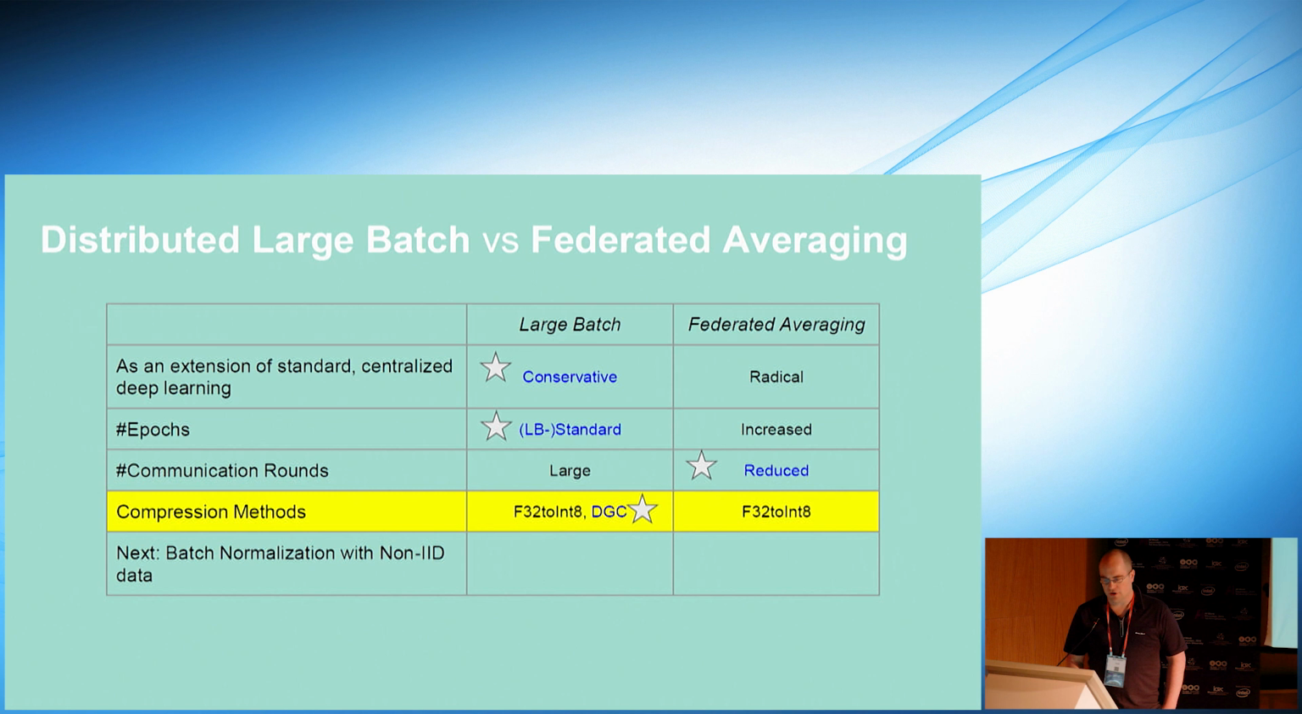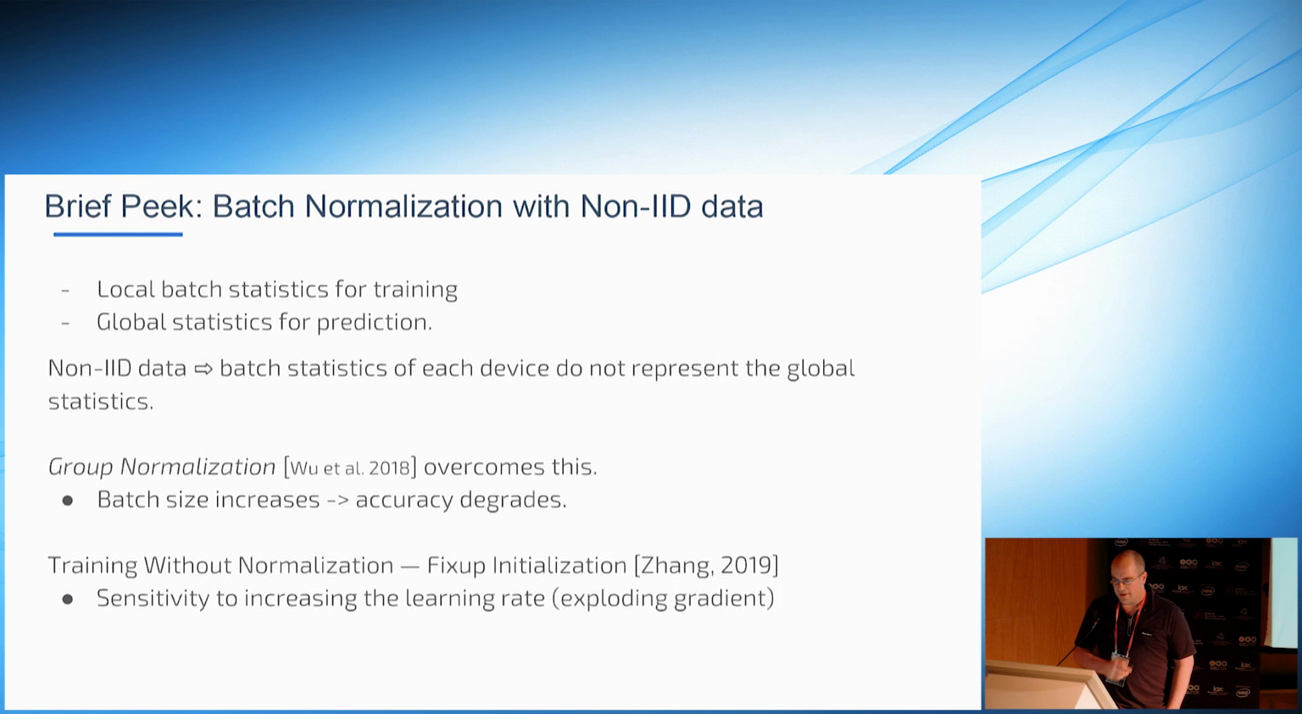So much for networking. Now let's talk about one last substantial challenge for this type of federation, which, as I mentioned, is the way the data is spread around on the edge devices. A large batch is pretty much equivalent to the classical centralized setting, but that's not always the case, even for the simpler large batch training.